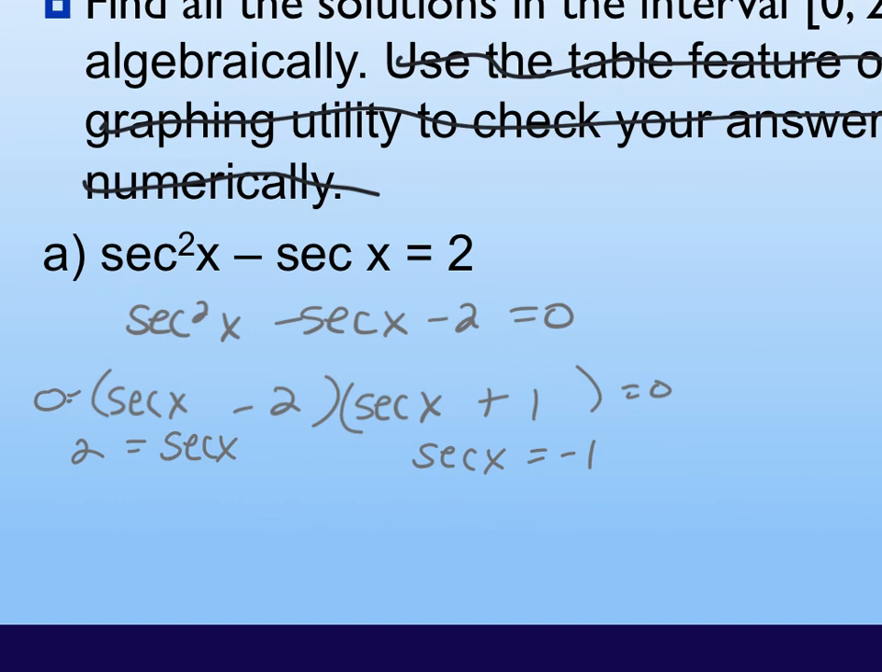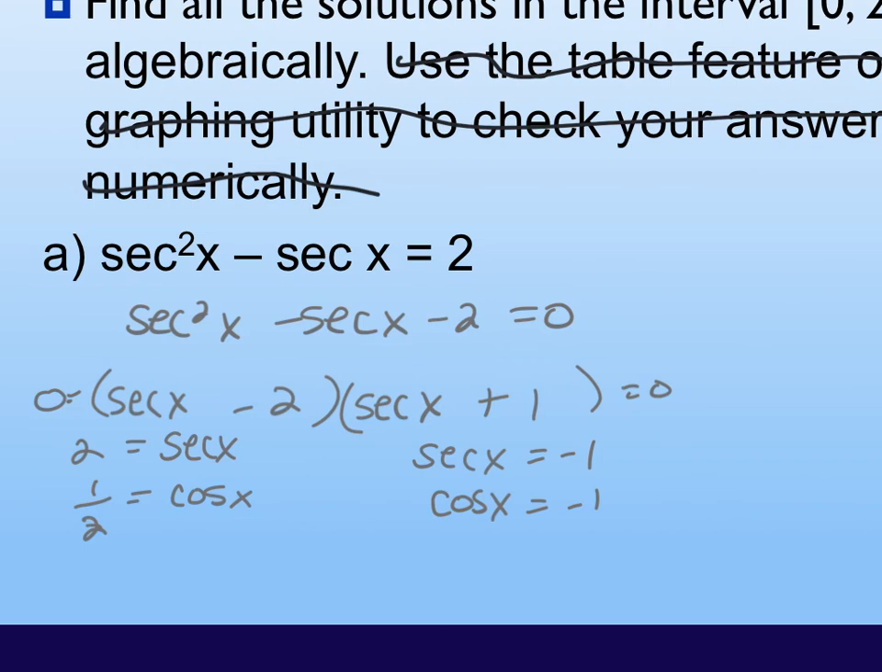So secant is not on my unit circle, but its reciprocal is. I will flip it so that it's cosine equals the reciprocal of -1, which is still -1. Now we use only the values on our original unit circle.